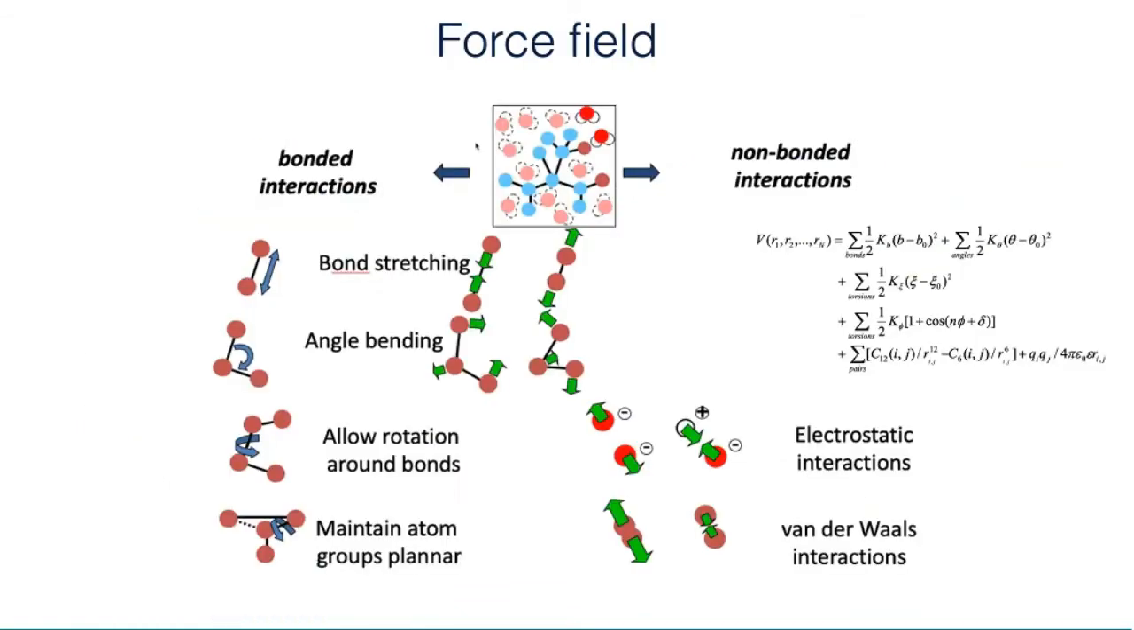The second critical part of the simulation is the force field parameters, which we use to describe the whole system, which is basically composed of two components, bonded interactions and non-bonded. Bonded terms come from the bond stretching, angle bending, rotation around the bonds, and keeping the groups planar. And the non-bonded comprise two major components, electrostatics and van der Waals.